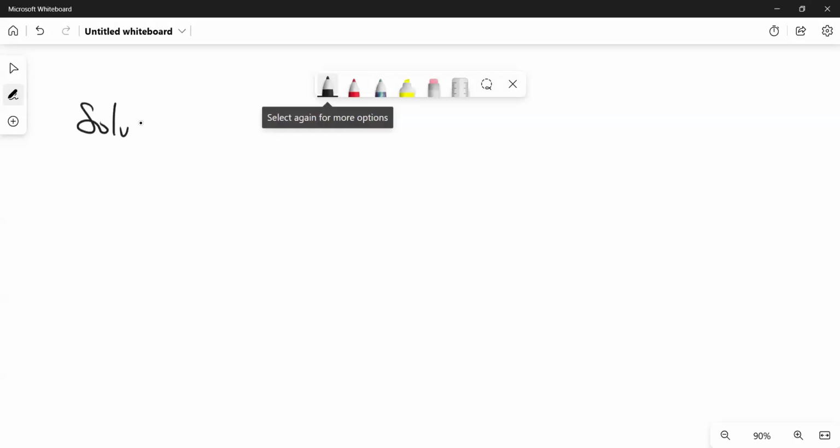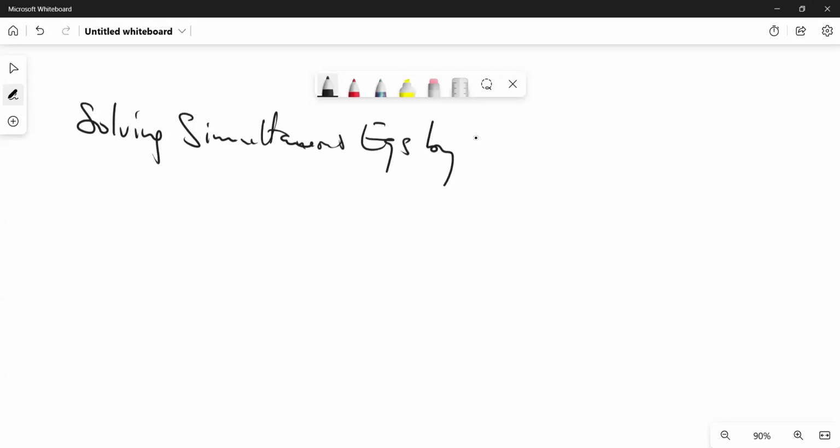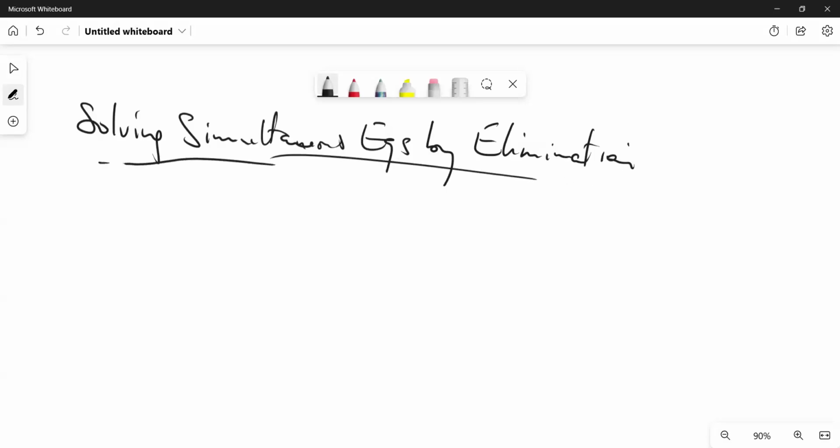So, solving simultaneous equations by elimination. Don't worry how I write, I hardly write properly these days, too much of a hurry. So I just had one there just now. What did I have?